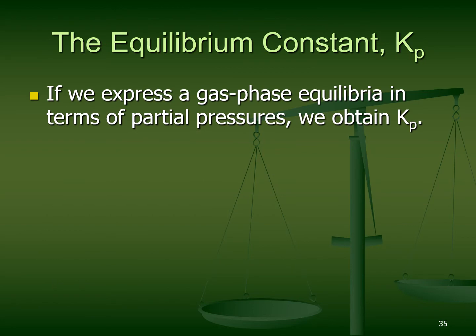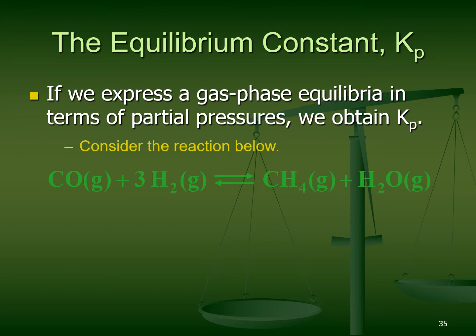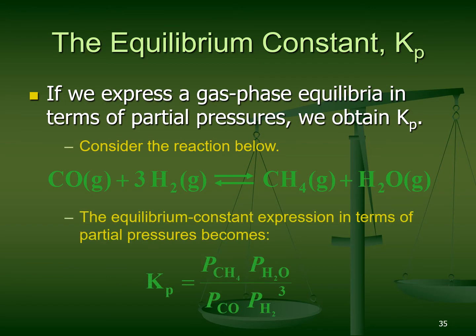All right, so we can express the gas phase equilibrium in terms of partial pressure. If we take the same equation we were looking at before, and instead of doing molar concentrations, we do partial pressures: the partial pressure of CH4 times the partial pressure of H2O divided by the partial pressure of CO divided by the partial pressure of H2 cubed because of the coefficient. It's really the same thing. It's just concentration in terms of pressure rather than molarity. So this is a Kp.